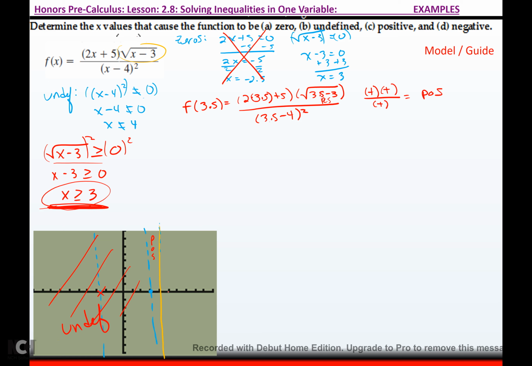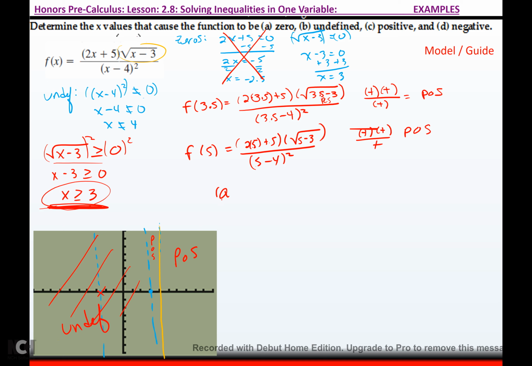Pick something on the other side. Let's pick 5. So f of 5, I'd have 2 times 5 plus 5 times the square root of 5 minus 3 over 5 minus 4 squared. That's 10 plus 5 is 15. That's a positive. 5 minus 3 is positive. The square root of a positive is a positive. 5 minus 4 is 1. Squared is positive. So that's also going to be positive.